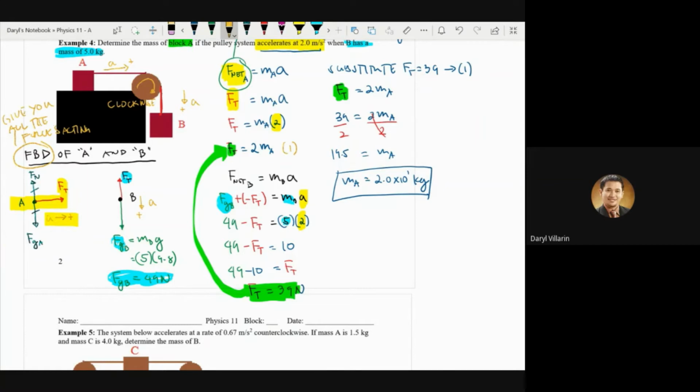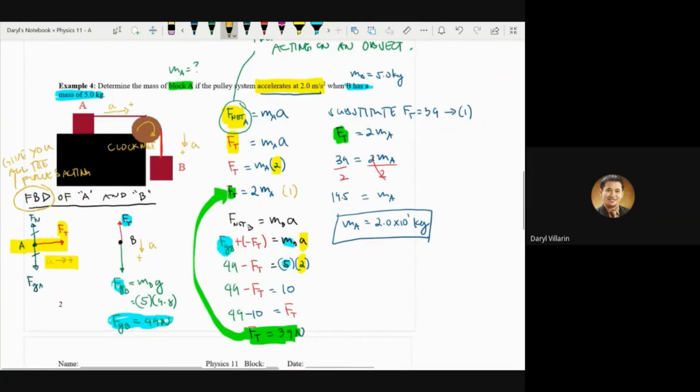Essentially, the shortcut equation that was given to you is also taken from this individually. If you're talking about net force, it's the sum of all the forces acting on a particular object.